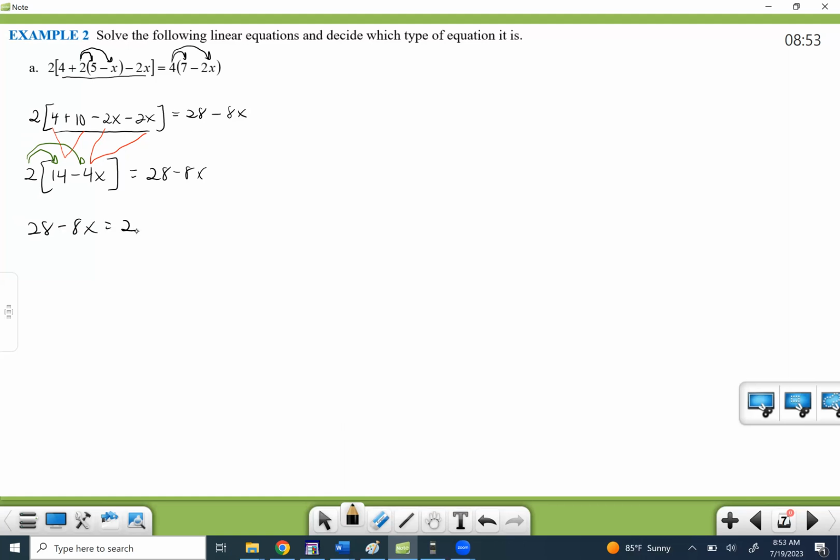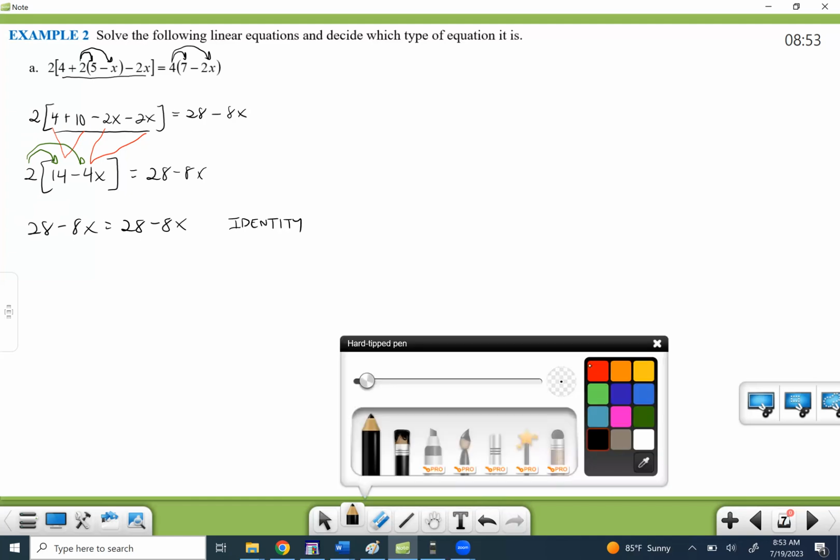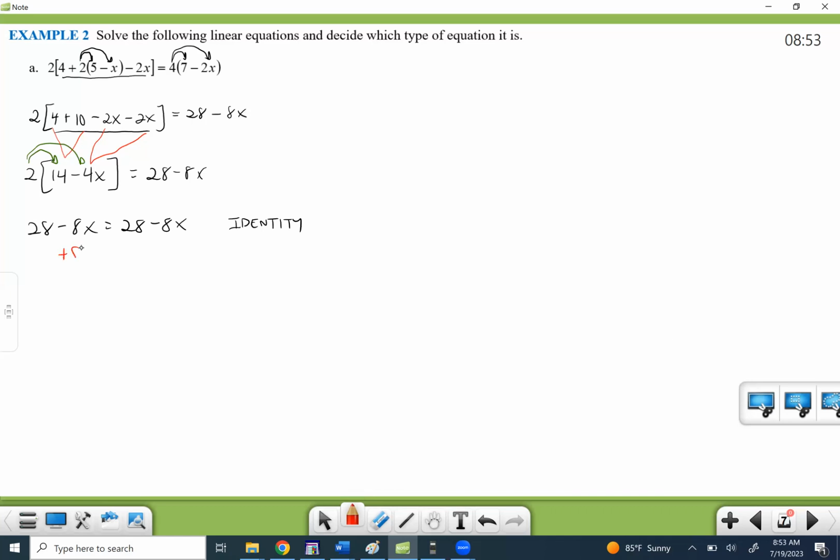And probably at this stage, you might be able to spot that it's an identity. The left side equals the right side. So hopefully right here, you can see that it's an identity. But if not, then you would just proceed with variables on both sides. Let's get rid of the variables. If we add 8x, the variables fall off the paper, and that is a dead giveaway that it's either an identity or a contradiction. Since this is a true statement that 28 equals 28, then this is going to be an identity.